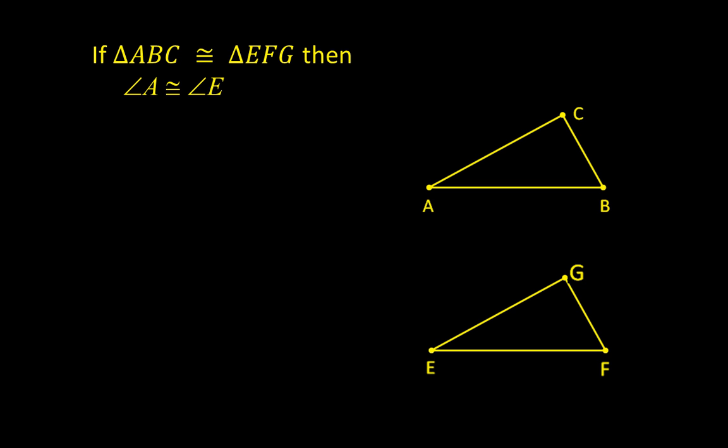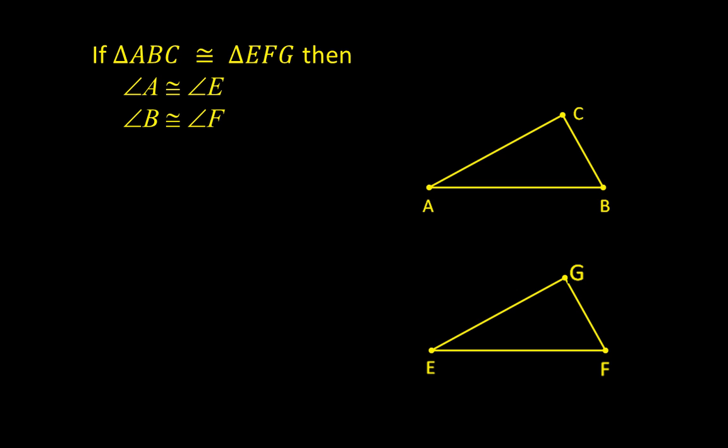So when we see triangle ABC is congruent to triangle EFG, there is implied in that statement which angles are congruent to each other. Angle A is mentioned first in the name of the first triangle. Angle E is mentioned first in the name of the second triangle. So those two angles would have to be congruent.